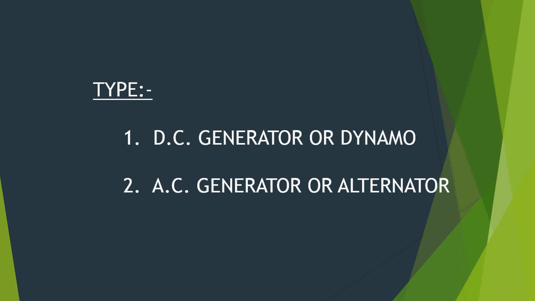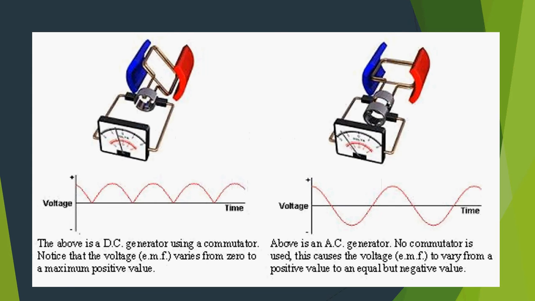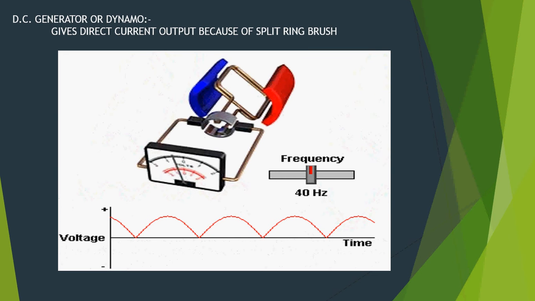Now there are two types of electricity generator. First one is the DC generator or dynamo. Second one is the AC generator or alternator. The DC generator always produces a positive current as shown in the figure, and the AC generator will produce positive and negative current alternately. Now this is the diagram for the DC generator.